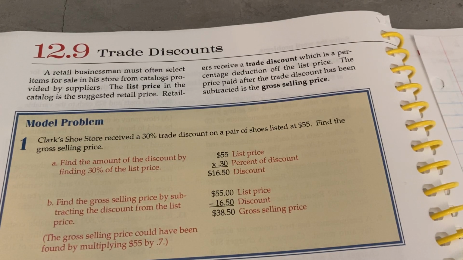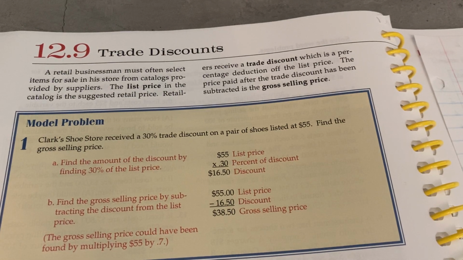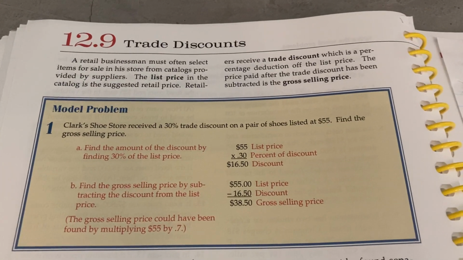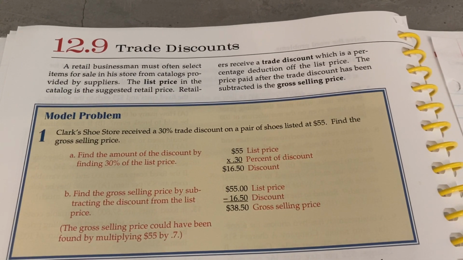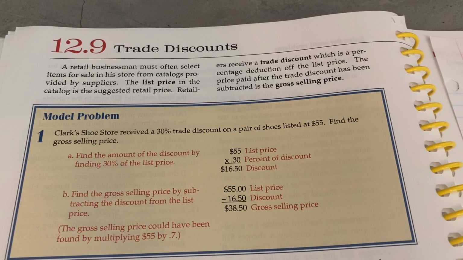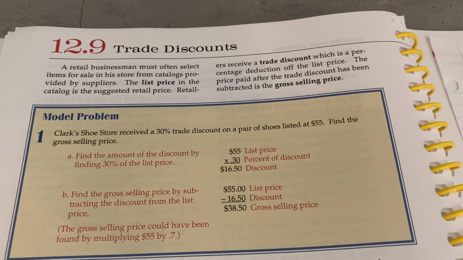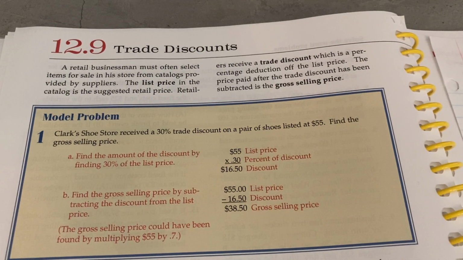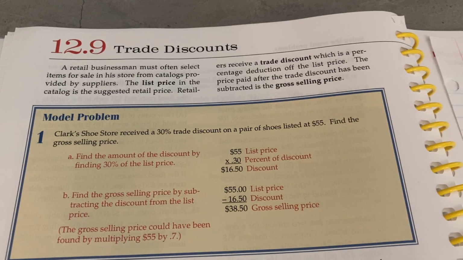The price paid after the trade discount has been subtracted is the gross selling price. So you can actually find out and make a profit on the selling price. So you'll have a list price, you'll have a trade discount that they're going to discount you in the catalog because you are coming in as a business to buy from them, and then the price that you will be paying is your gross selling price. When more than one discount applies to a purchase, the gross selling price is computed in a series of chain discounts. And you'll see these chain discounts.